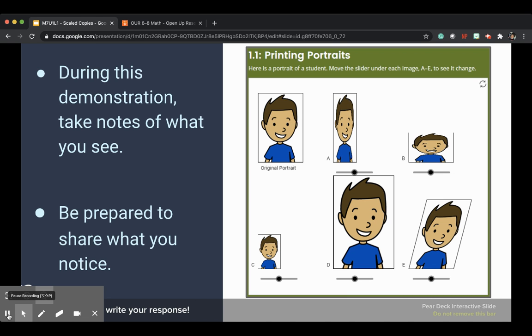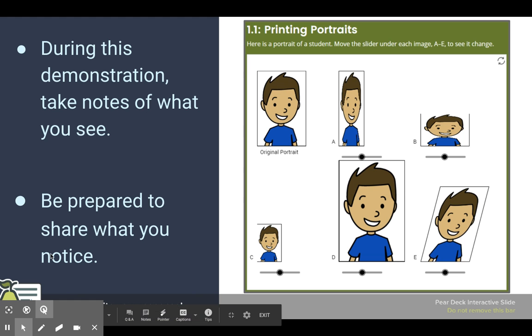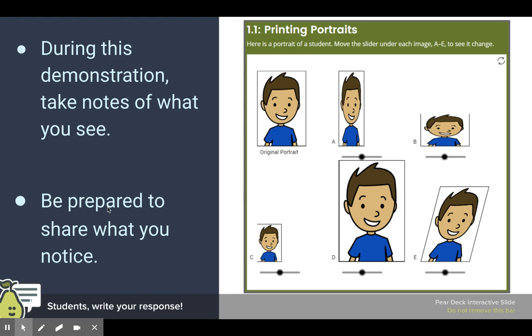I also want you guys to write down the following. A scaled copy can be enlarged or reduced in size, but nothing else changes. So once again, a scaled copy can be enlarged or reduced in size, but nothing else changes. So now that we have our working definition, let's see if we can put it into practice. Let's look at the next slide.